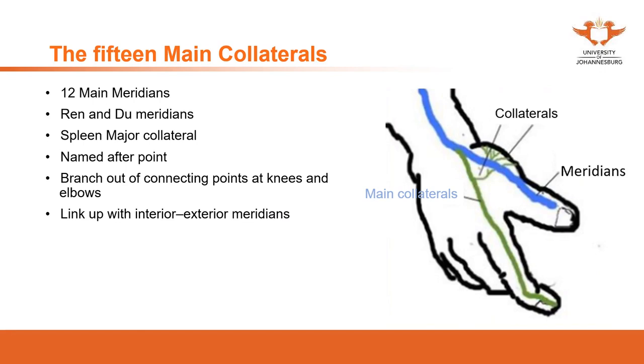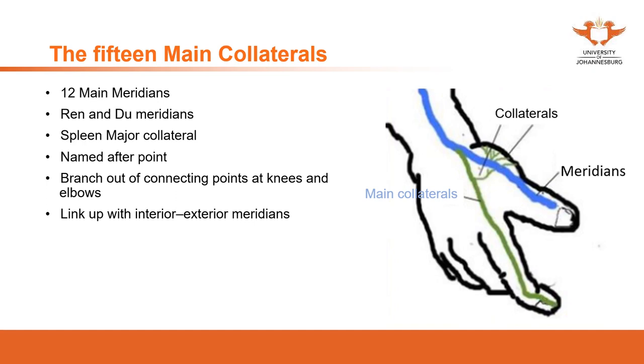And then the collaterals. There are many collaterals, so we cannot indicate exactly how many we have, but there are plenty. But there are 15 main collaterals we need to remember. That's the collaterals from the main meridians, collaterals of the Ren meridian, Du meridian, and also the spleen meridian.